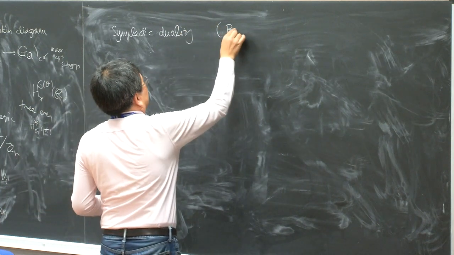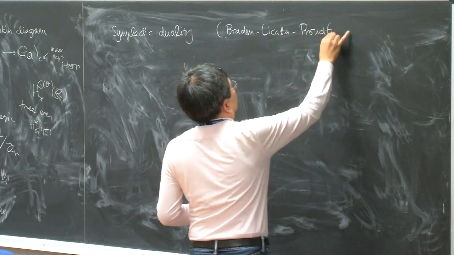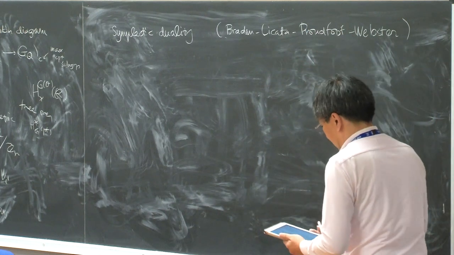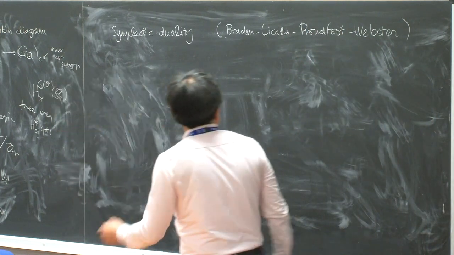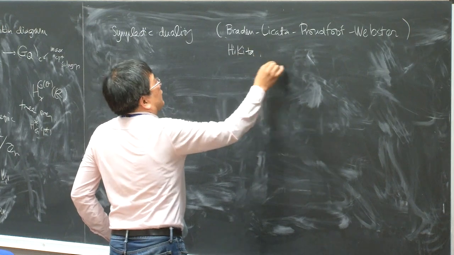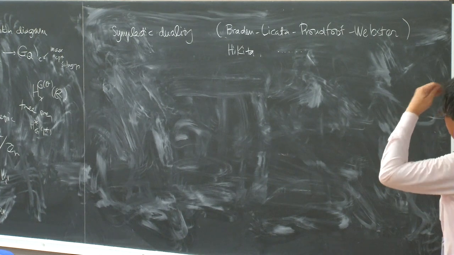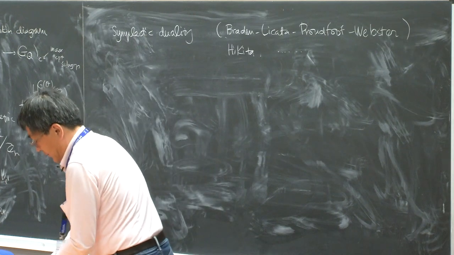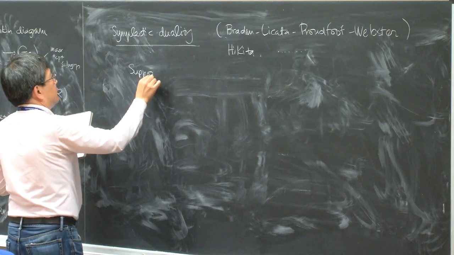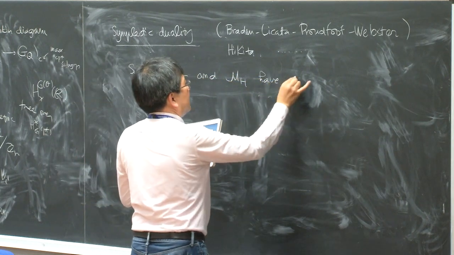So there's a paper by Braden, Licata, Proudfoot, and Webster. They are basically interested in the representation theory of quantization. But there are some other more geometric statements. Another example is due to Hikita. And there are some others. If you search the keyword symplectic duality, then maybe you find some other examples. So, I assume the following. Suppose M_C and M_H have symplectic resolutions.